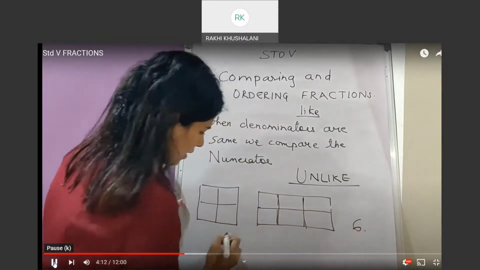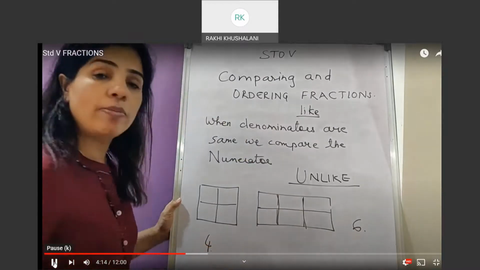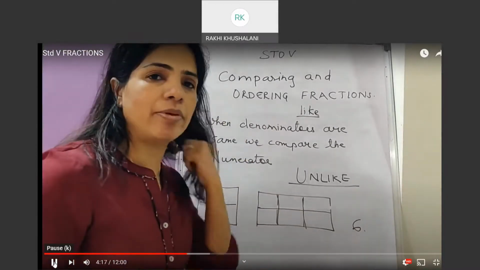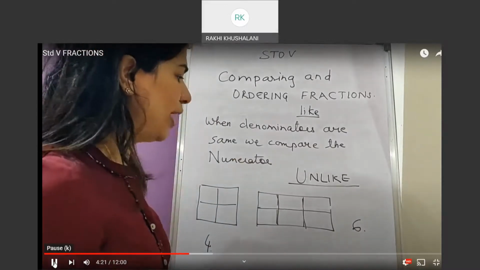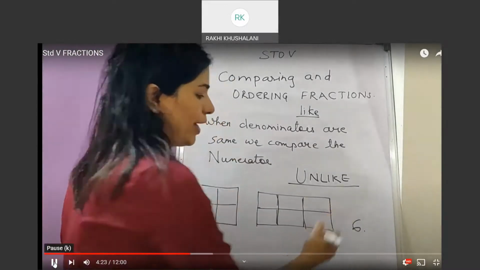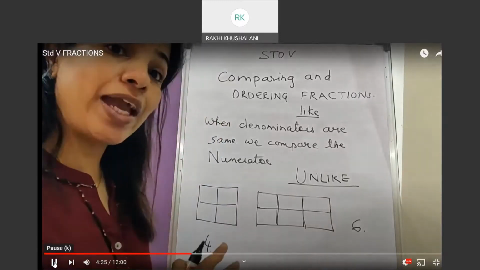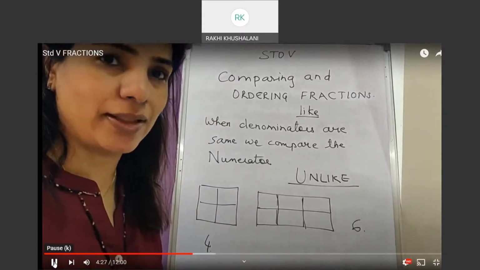Six pieces, 4 pieces. Now we will move on to addition and subtraction. I will send you a very good graphical display of the fractions, and you will understand it when we go to addition and subtraction. When these are unlike fractions, how do we do it?